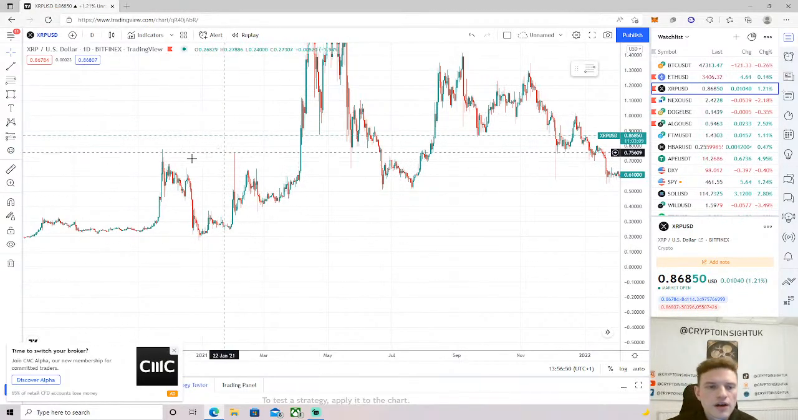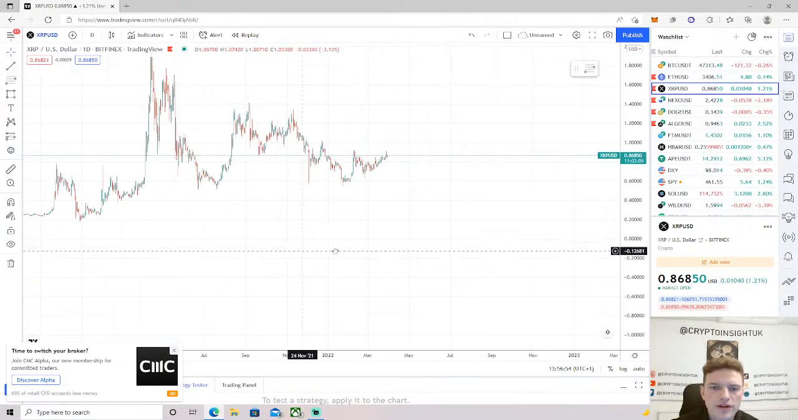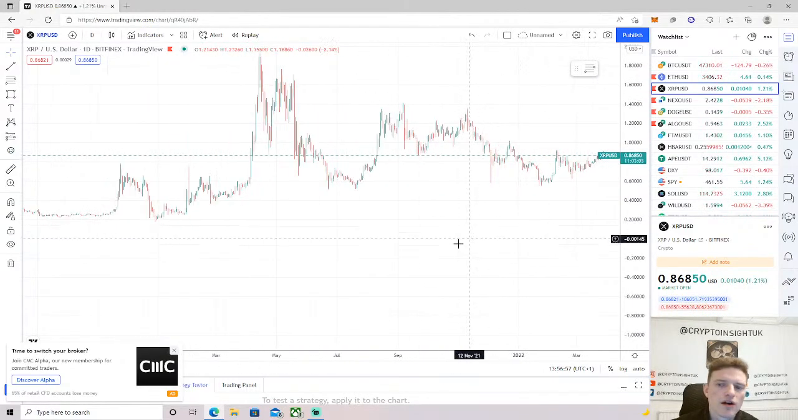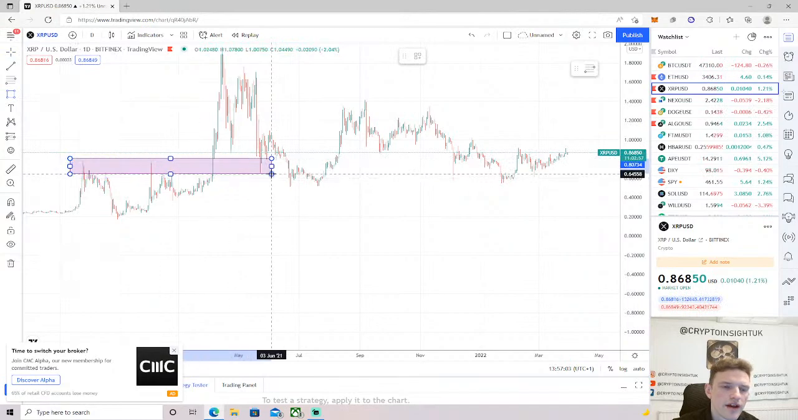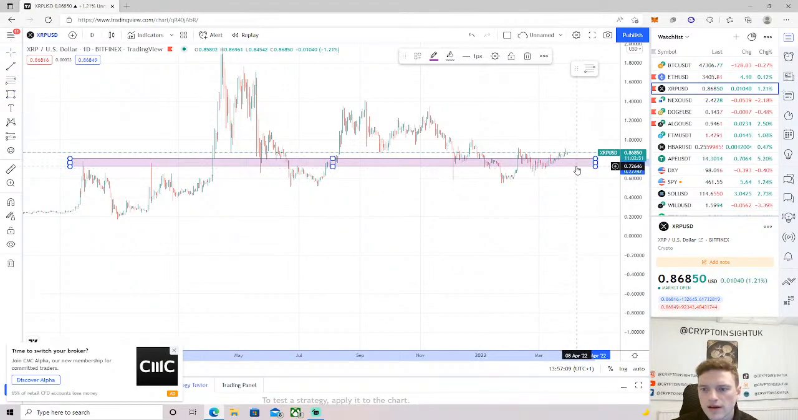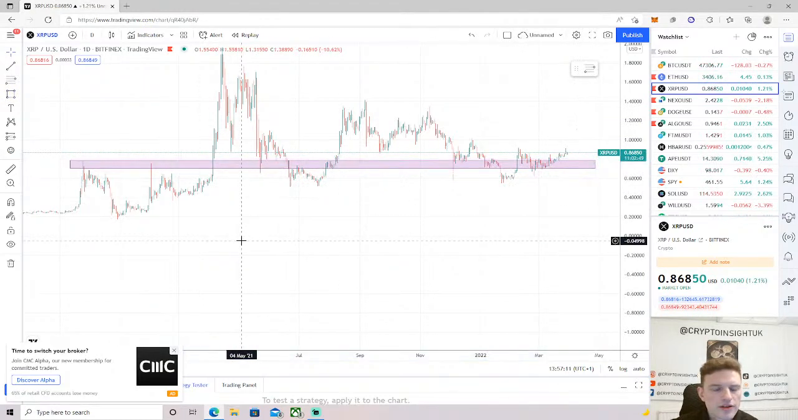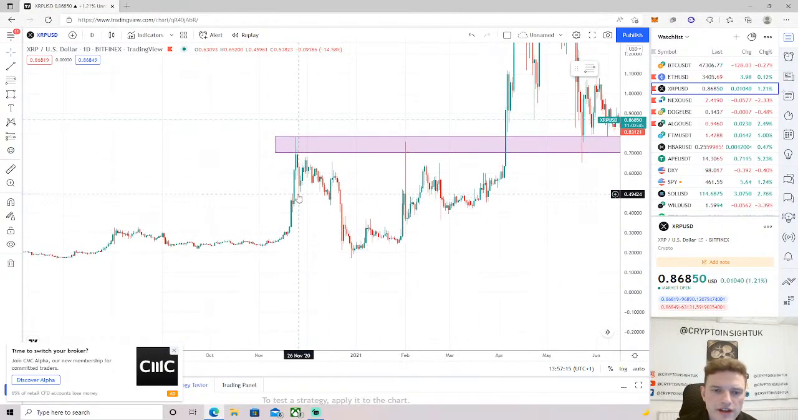So as you can see here, I often have this buy box drawn in here. Buy box just means that there's a lot of buying or selling action happening within this area of interest. And I often have this area highlighted for XRP specifically. Let me just move that box down a little bit. So what we've got here looks like an area of interest, guys. We wicked up into this area of interest, or this buy box, and then we rejected it here.